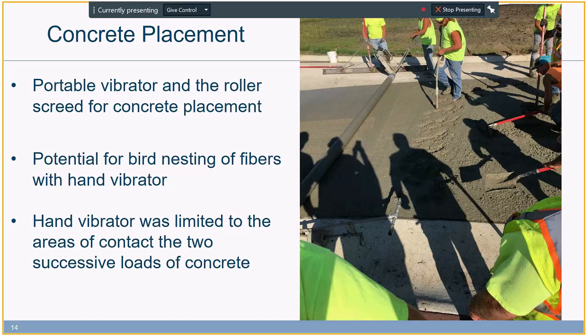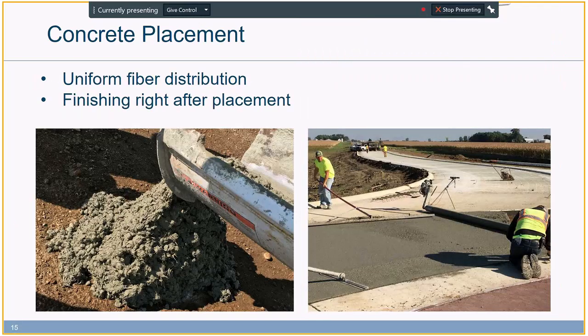Very good fiber distribution, as we can see from this picture. No problems with that, and nothing reported at all, and no problems with finishing. That was done right after the placement of concrete.